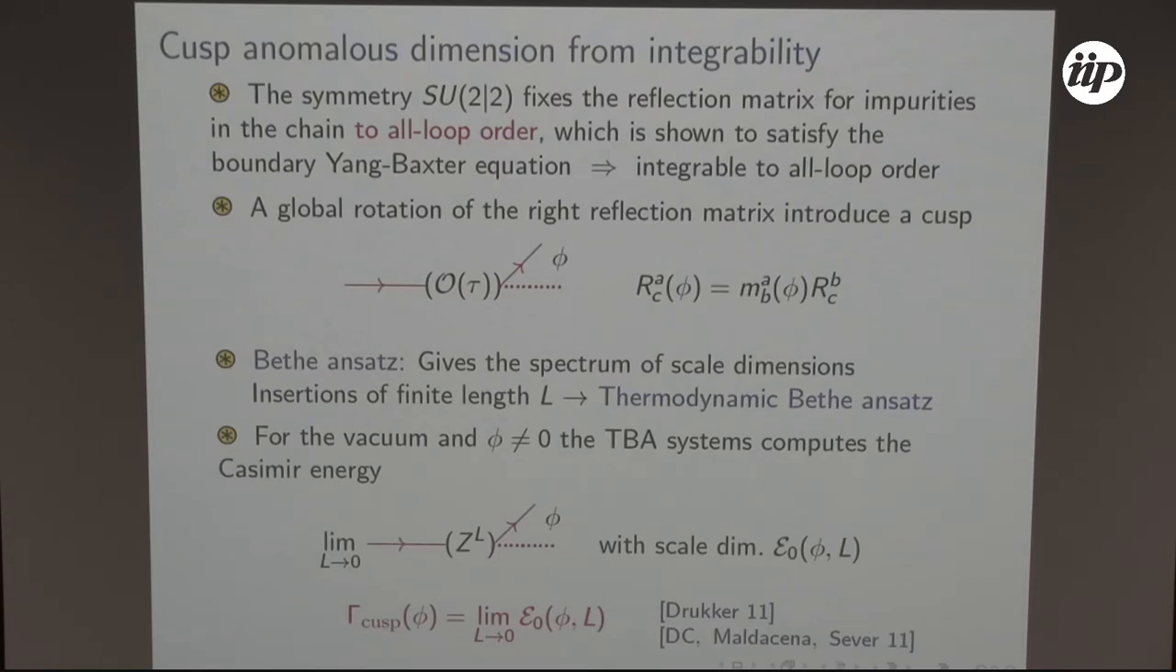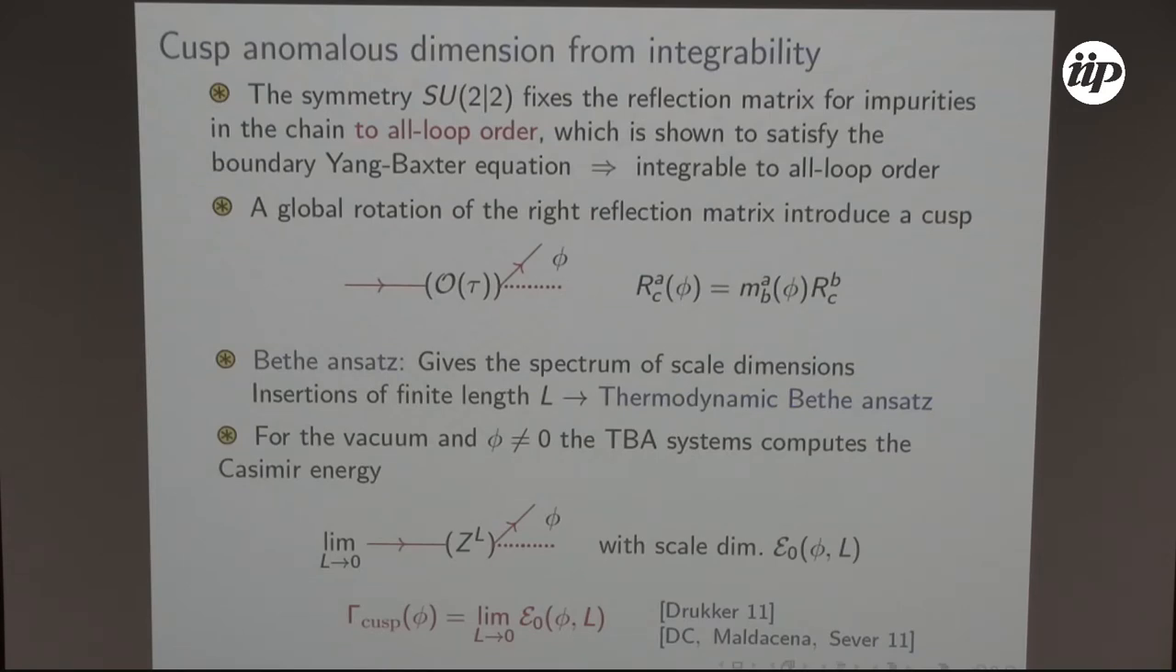So you would expect the scattering of excitations on this vacuum to preserve this symmetry. And this heavily restricts what kind of boundary reflection matrix you can have. You can use this to fix, at all loop orders, the reflection matrix of excitations in your Bethe ansatz. Then you can show that it satisfies the boundary Yang-Baxter equation, which is a consistency condition for integrability. Then you can do a Bethe ansatz to compute the spectrum of excitations, the dimensions of insertions in this Wilson loop.